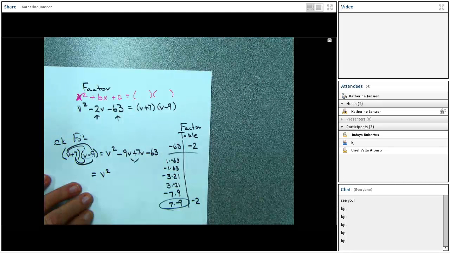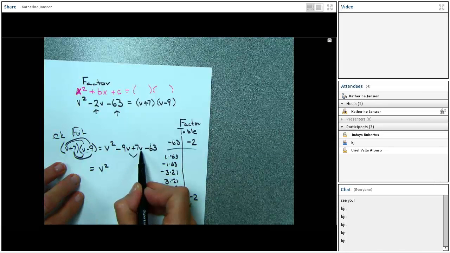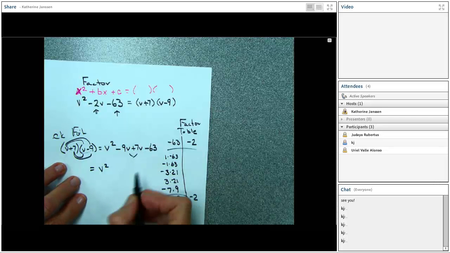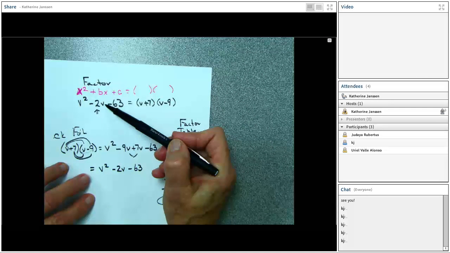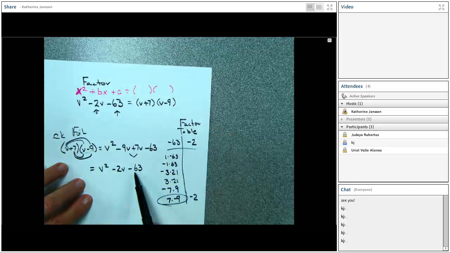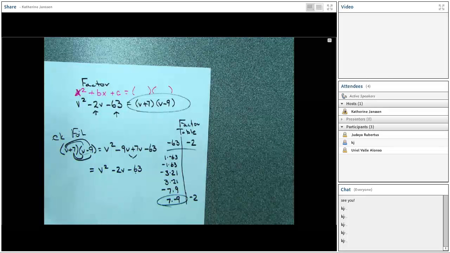B squared. With FOIL, we expect we can collect the like middle terms. Negative 9b plus a positive 7b is negative 2b, minus 63. B squared minus 2b minus 63 checks, so you can circle your factored answer.